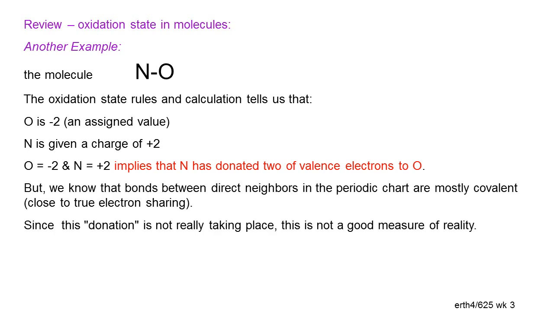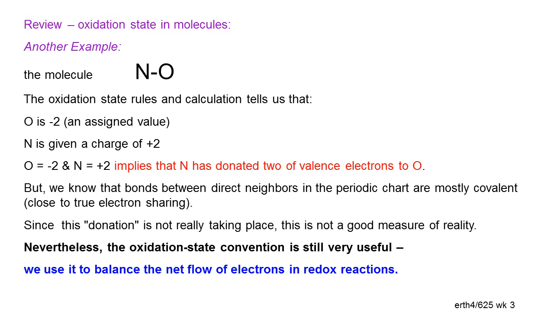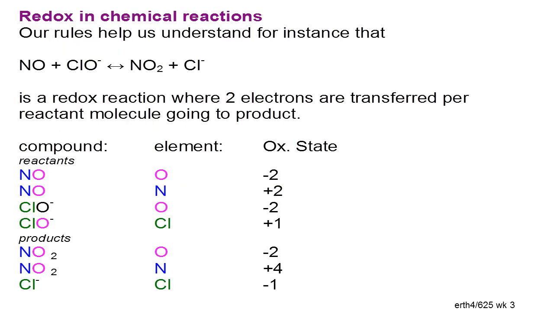However, this is a very covalent bond. These are elements that sit right next to each other in the periodic chart, and they're sharing those electrons. So the donation that's implied by the oxidation state is not really taking place. Nevertheless, we use this convention to help understand the flow of electrons in what we call REDOX, which is a shorthand for reduction oxidation chemical reactions.